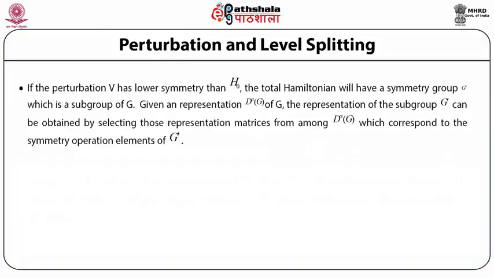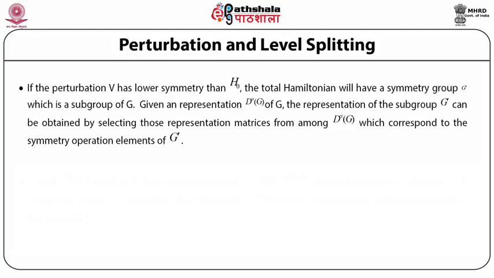The total Hamiltonian H will now be invariant only under the symmetry transformations common to both the unperturbed Hamiltonian H naught and V, which means that G prime is also a symmetry group of the total Hamiltonian H. Consider the perturbation V. If this perturbation has lower symmetry than the unperturbed Hamiltonian H naught, the total Hamiltonian will have a symmetry group G prime, which is a subgroup of G. G is the group under which H naught is invariant, and V has a symmetry lower than H naught. Therefore, the total Hamiltonian, H naught plus V, will have a symmetry group G prime, which is a subgroup of G.